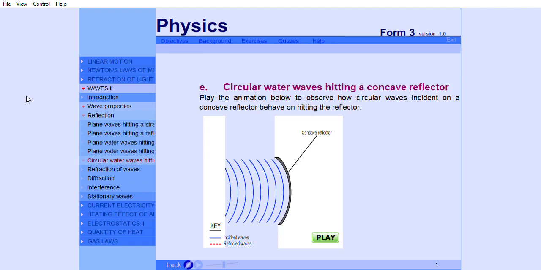Reflection of circular water waves after hitting a concave reflector. Play the animation below to observe how circular waves incident on a concave reflector behave on hitting the reflector.